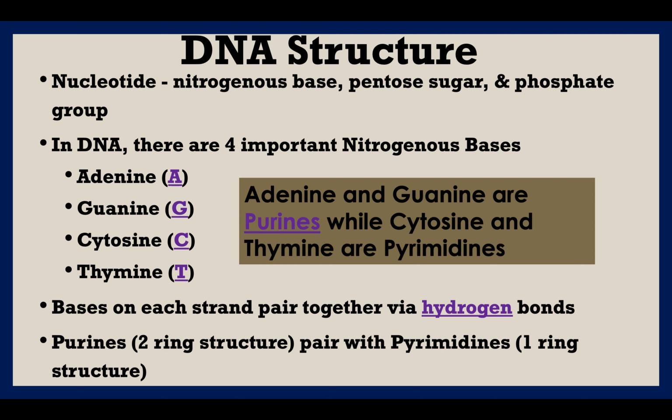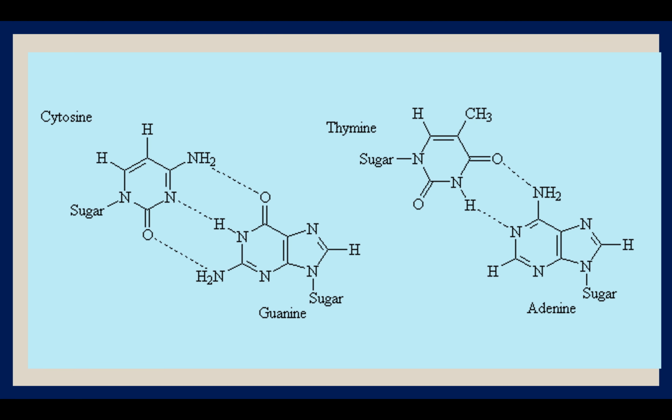Adenine and guanine are purines, while cytosine and thymine are pyrimidines. Here you have it. This is the way that they pair. Guanine pairs with cytosine, so it is a purine with a pyrimidine. And then the other pyrimidine pairs with the other purine. So T, thymine with A, adenine. G, guanine with C, cytosine.